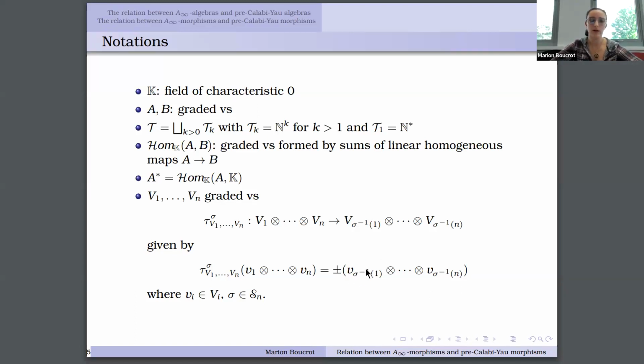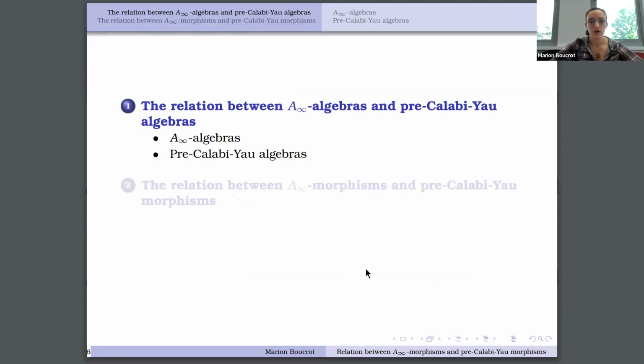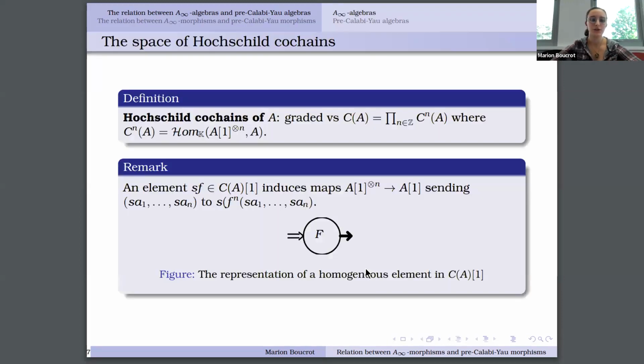So I will now begin by recalling what an infinity algebra is, and I will begin by giving the definition of the space of Hochschild cochains. If A is a graded vector space, the space of Hochschild cochains on A is the graded vector space denoted by C of A, which is a product of graded vector spaces that are given like this.